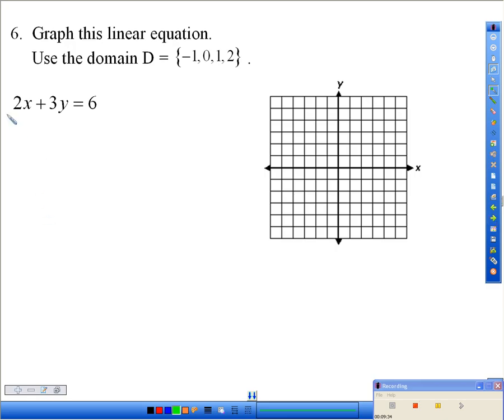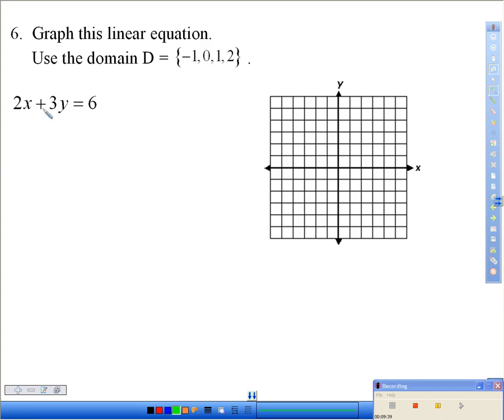First of all, we need to solve the equation for y. Second, we need to make a table of values. Third, we need to plot the points that we find as our solutions. And fourth, we want to draw a line through those points. So first of all, we need to see that this is a linear equation. It meets the definition that we talked about on the previous problems on number 4.